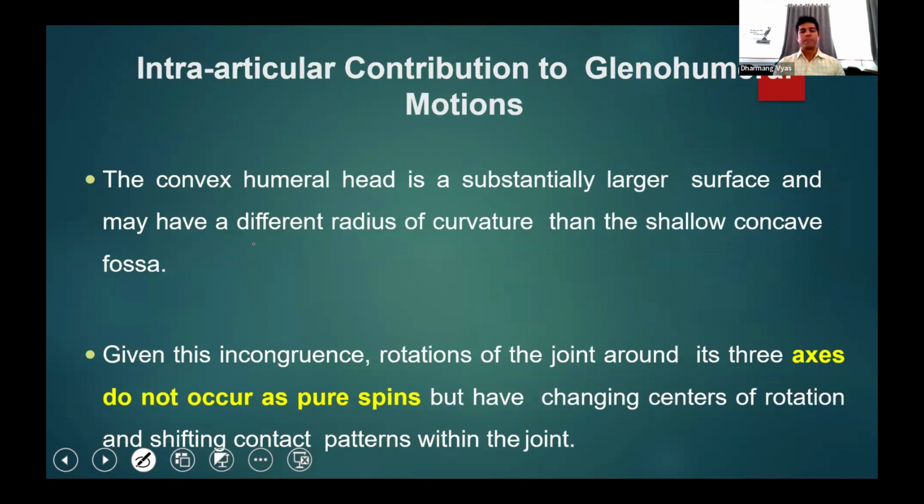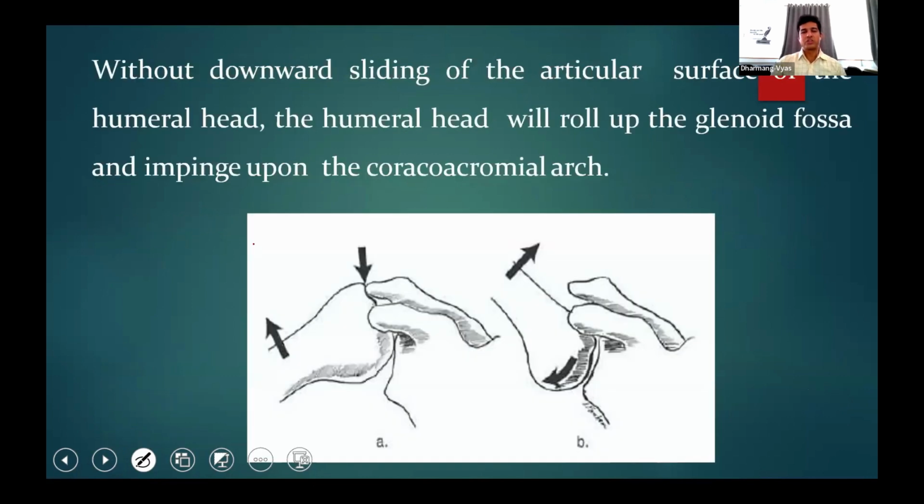Intra-articular contribution. The convex humeral head has a substantially larger surface and may have a different radius of curvature than the shallow concave fossa. Given this incongruence, rotations of the joint around its three axes do not occur as a pure spin, but with changing centers and shifting contact patterns within the joint. So there is a very large head of humerus and a smaller glenoid cavity. When you move the head of humerus in the smaller glenoid cavity, it is not pure spinning. There will be a constant change in the center of rotation.